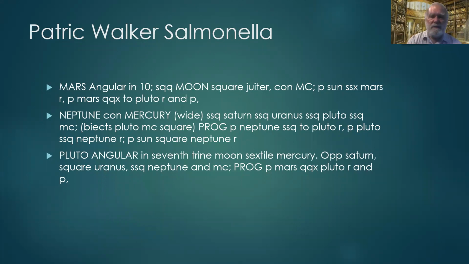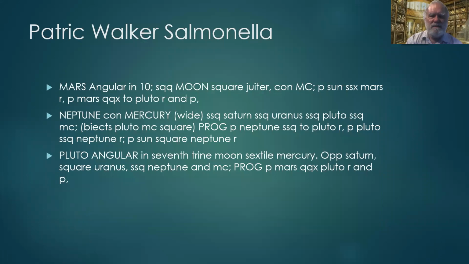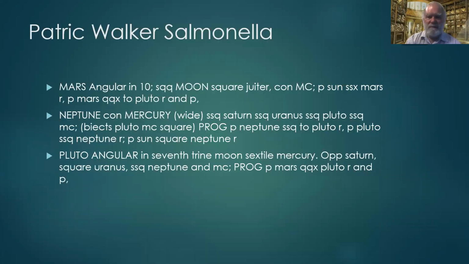I think maybe we could do it this way. Then we could look at the Mars here. Oh, I can do this here, just a minute. No, it doesn't work. Yeah, I have to keep flipping back and forth. That's the only way to do it. Mars angular in the 10th. Sesquiquadrate the Moon is here. This isn't going to work, to flip back and forth constantly. Let's take one of them and look at them here.